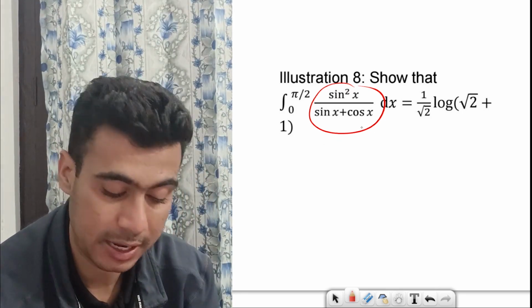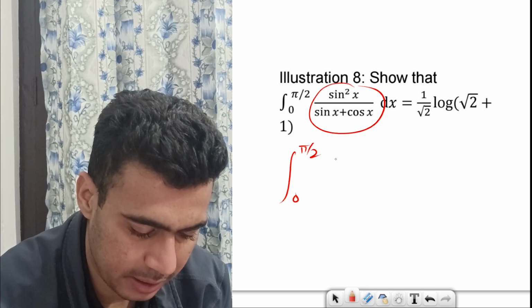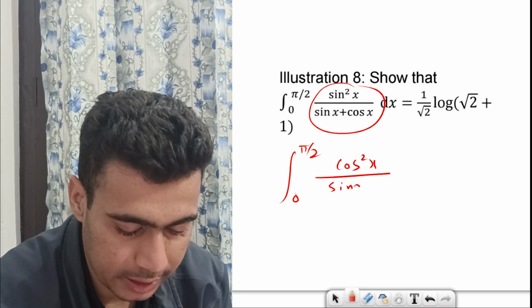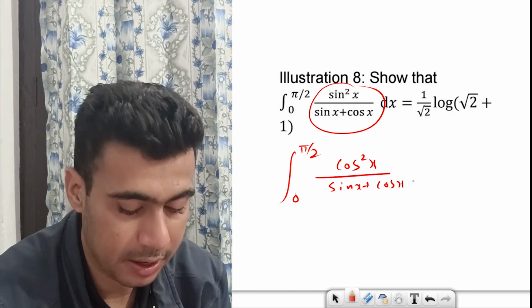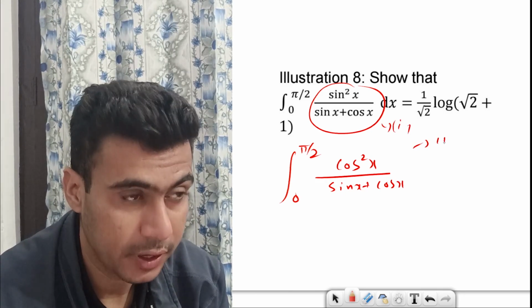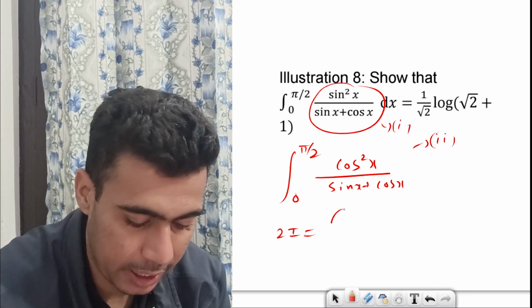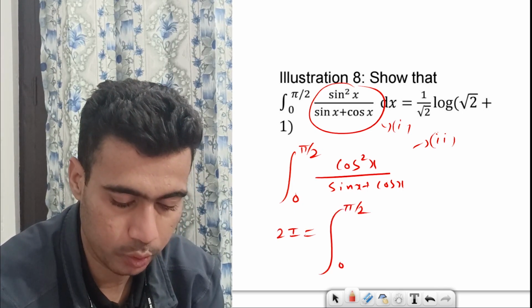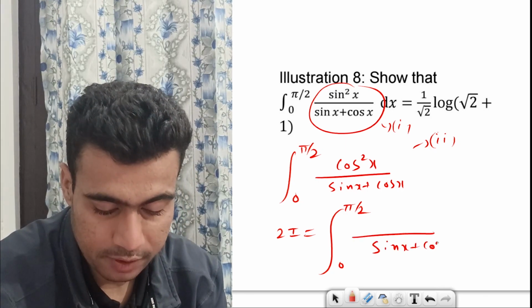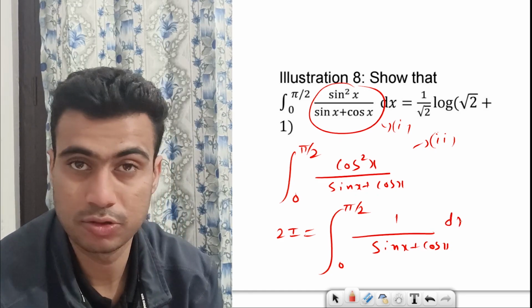If you again try to apply the property, you can call it I or whatever, but let's do it. It will be from 0 to pi by 2, and it becomes cos square x, and in the denominator I'll have sin x plus cos x. Now try to understand one more thing: if I call this equation number 1 and equation number 2, and both are actually equal to I, on my left hand side I'll get 2I, and on my right hand side the denominator will remain sin x plus cos x only, and my numerator will become sin square x plus cos square x.